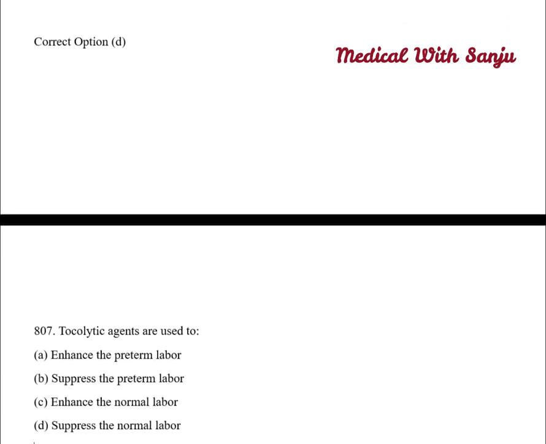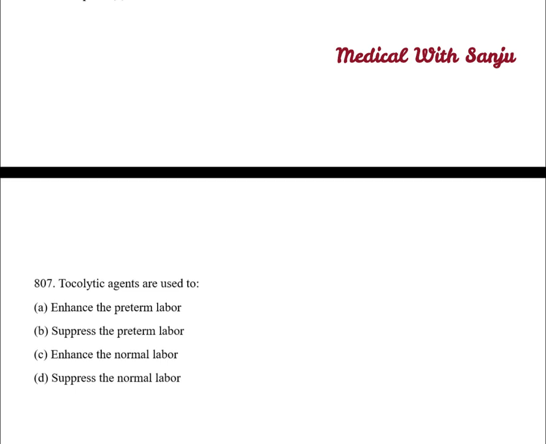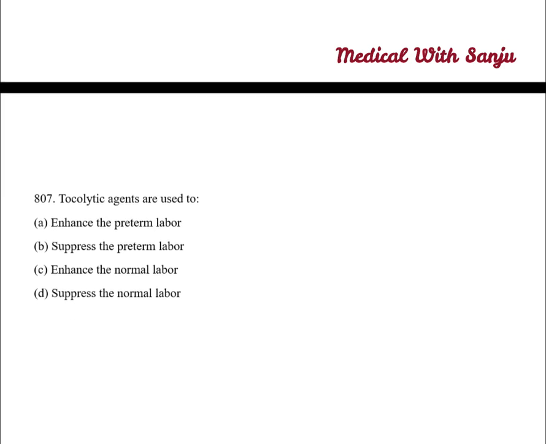Question number 807. Prophylactic agents are used to option A, enhance the preterm labor, option B, suppress the preterm labor, option C, enhance the normal labor, and option D, suppress the normal labor. It is to stop premature labor. Option B, suppress the preterm labor. Option B is right answer.